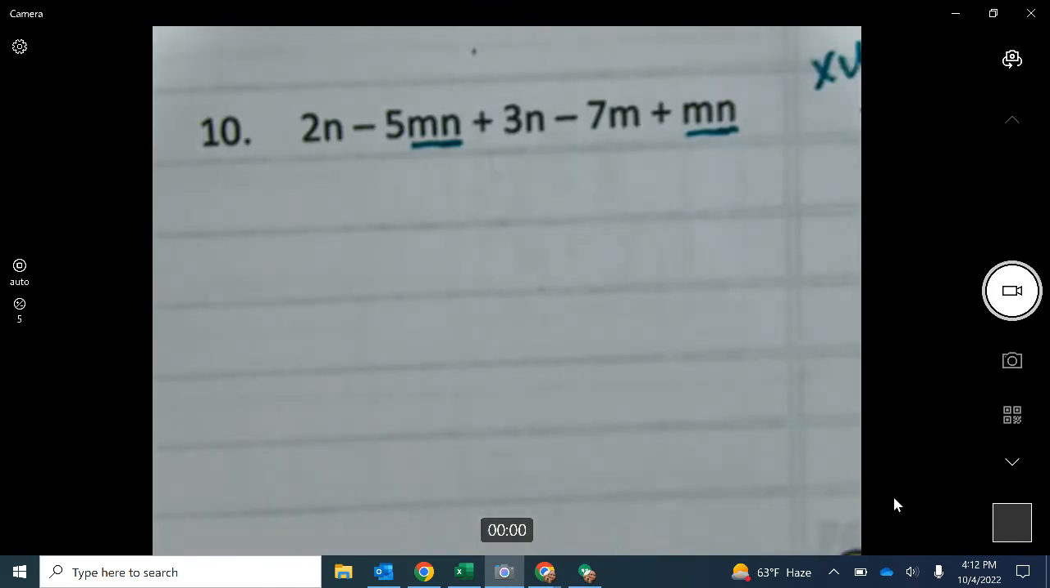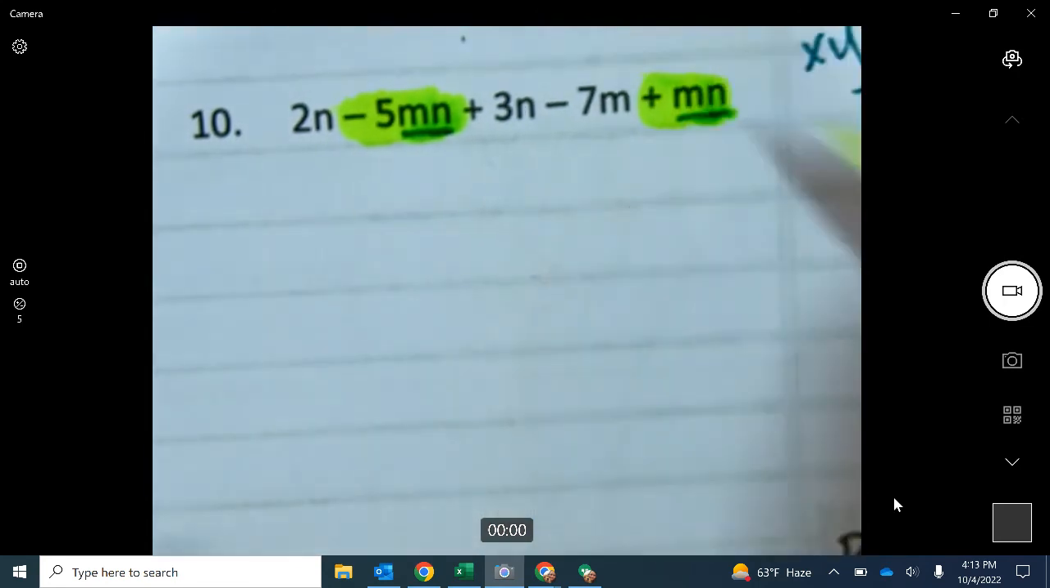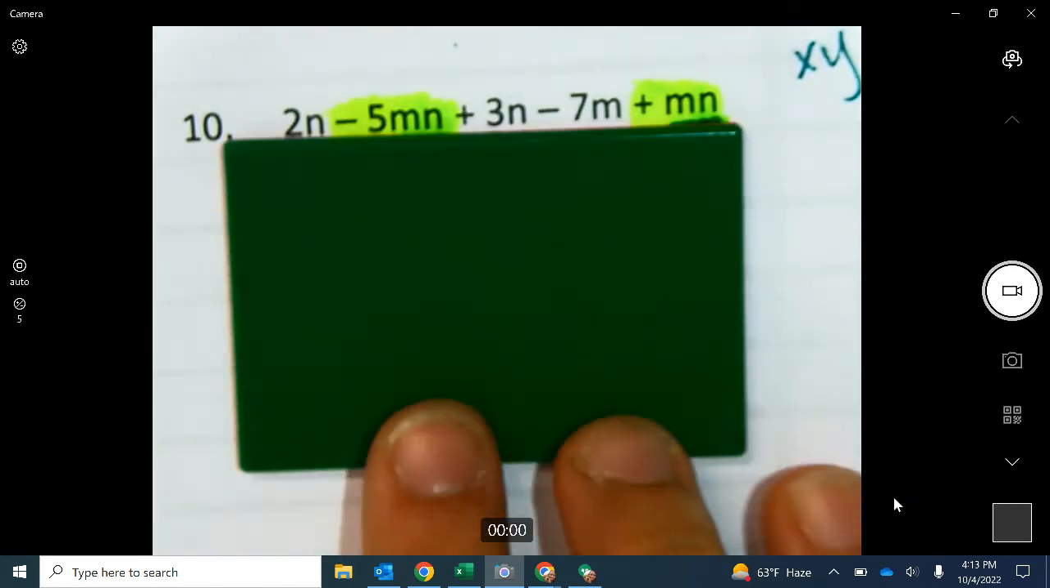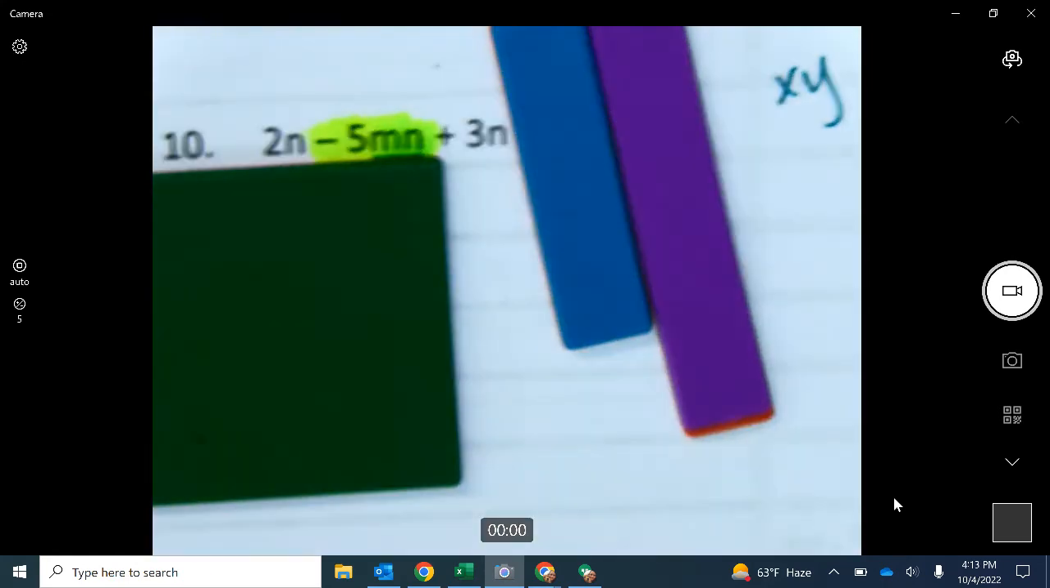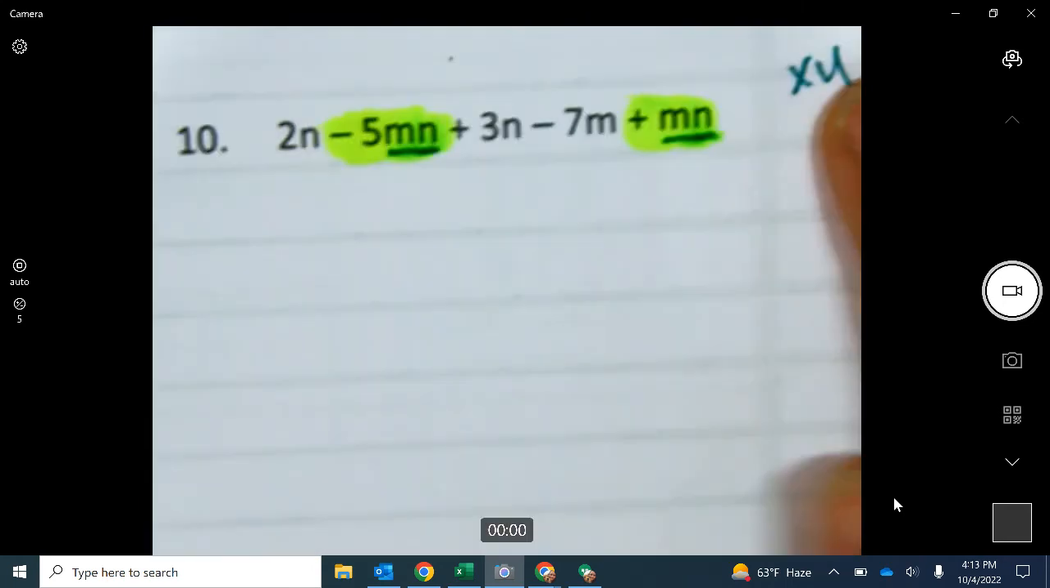All right, so it's okay that they're not x and y. They still combine the same way. So let's look at our ones that have both an m and an n first. So I see negative 5mn and I see a plus mn. Okay, so this is a totally separate kind of term. This is a totally separate tile. Okay, mn's are different than just m's or n's, right? Those are 3 totally different things. So we can't combine those together. So I'm just going to look at my mn's.